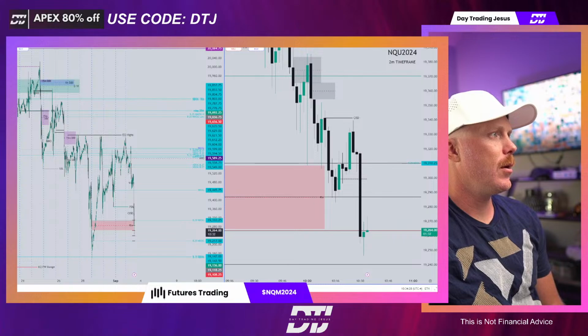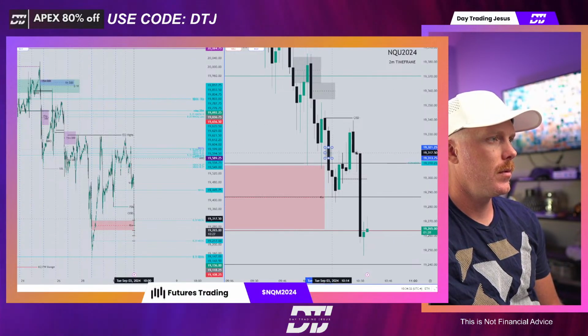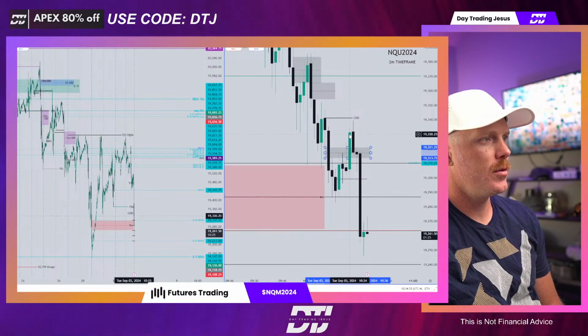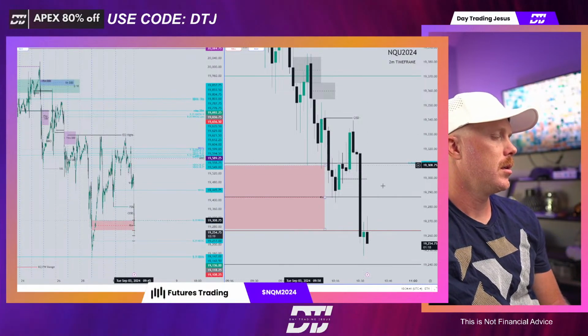Look at this 2 minute that was violated to the upside. This is why we wait. That 2 minute closed above, but it never grabbed these highs and then dropped. So we got to be careful on our longs.